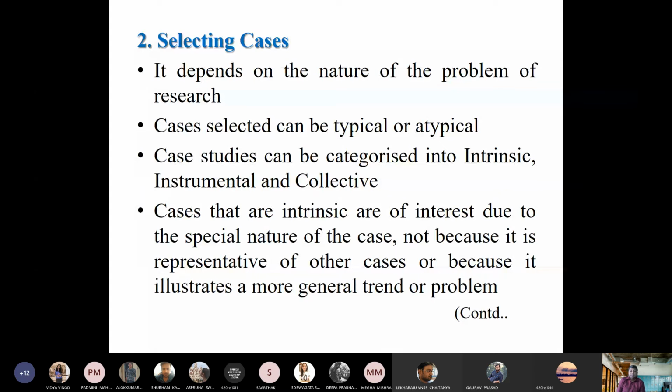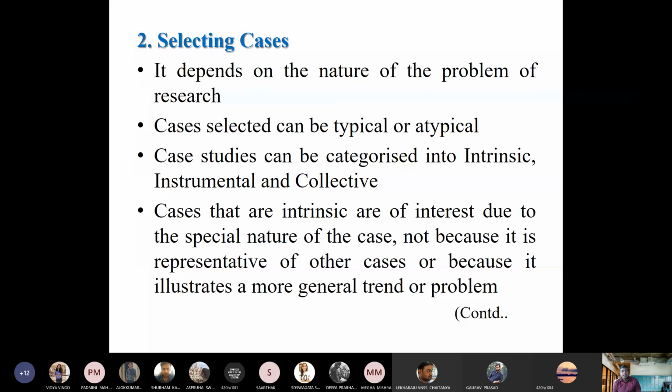Case studies can be categorized into intrinsic, instrumental, and collective. Intrinsic means how they are giving more and more information. Then there are instrumental and collective. Instrumental means how they become an instrument for others, how they motivate others, and sometimes we can look at how somebody, as a case, is doing well in a collective form.